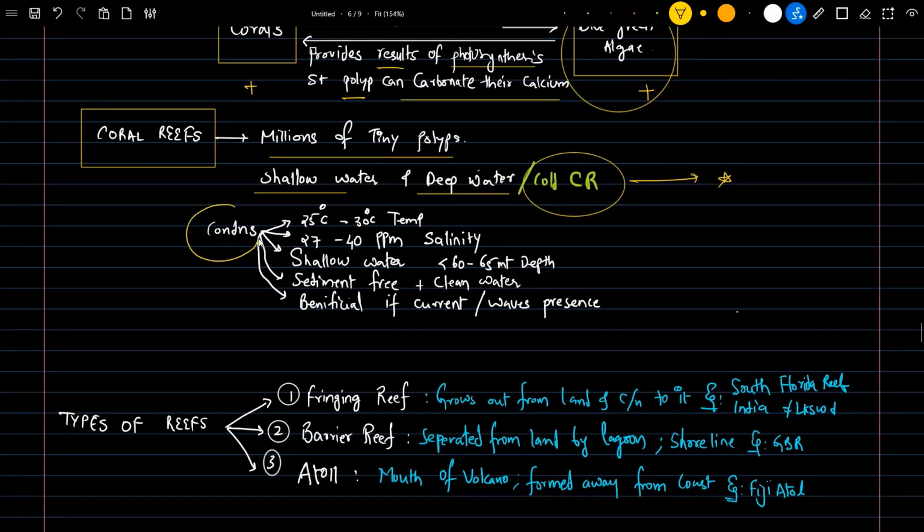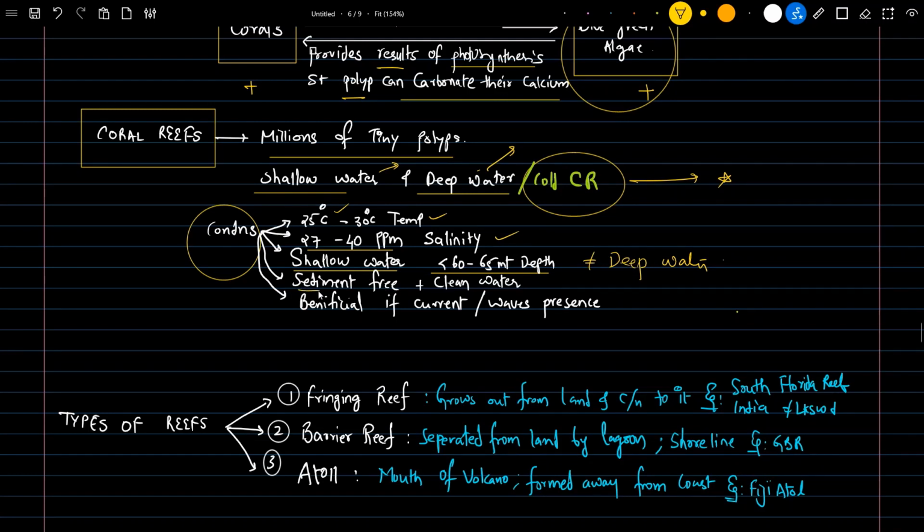Let's see what conditions are required for the formation of coral reefs. Coral reefs can be found where and when it's needed, so there are some conditions which should be satisfied. It basically needs 25 to 30 degrees temperature and also 27 to 40 ppm salinity. And shallow water is needed, less than 60 to 65-meter depth. So here understand it is not deep water, only shallow water. Here I told you corals can be in both shallow water and deep water. We'll understand what the dichotomy or irony of these two statements is.